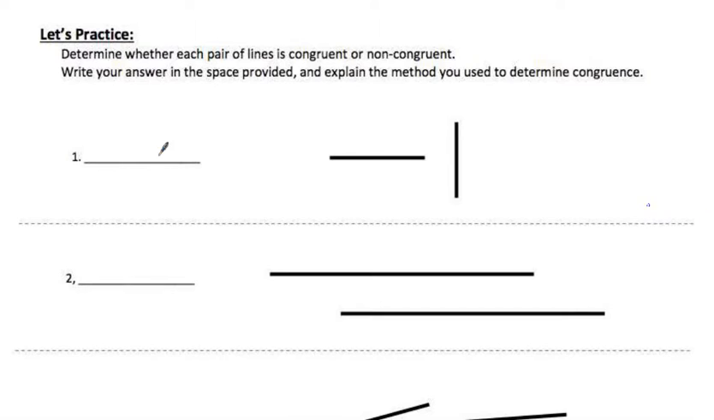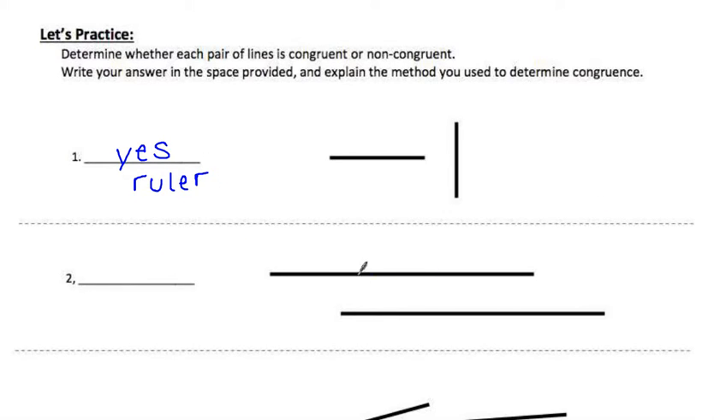So we have two lines. These lines look to be about congruent. If you were to lay your pencil on the horizontal line and then lay it against the vertical line, they look to be congruent. So yes, they are congruent. And you would use a ruler to measure lines.